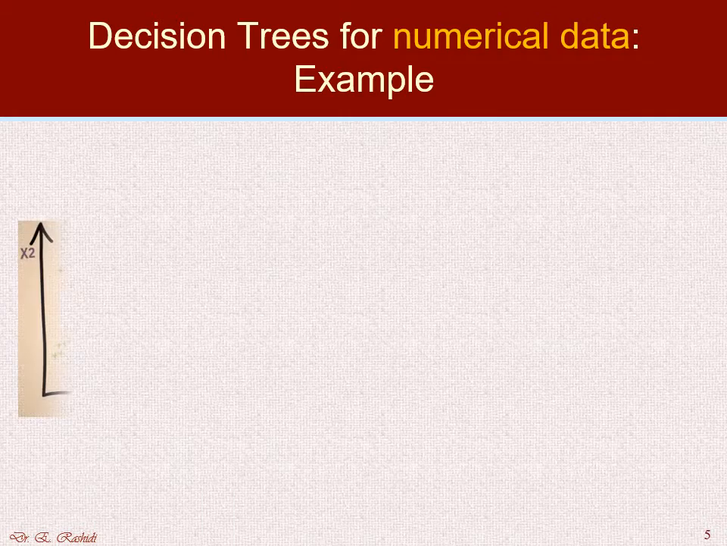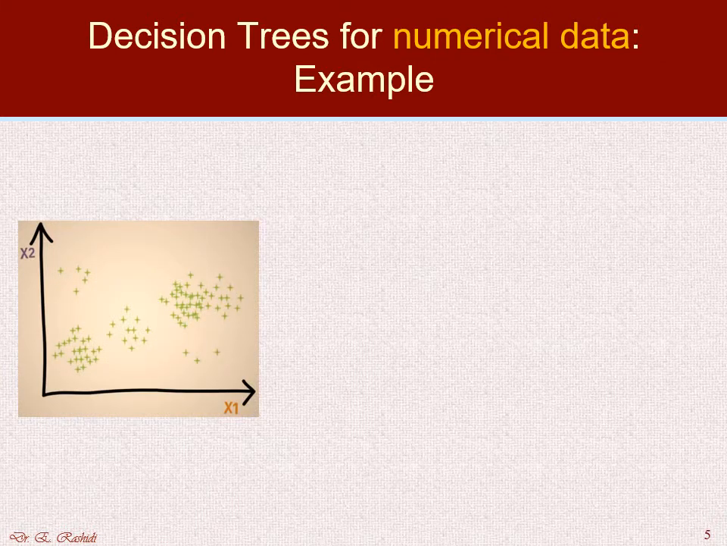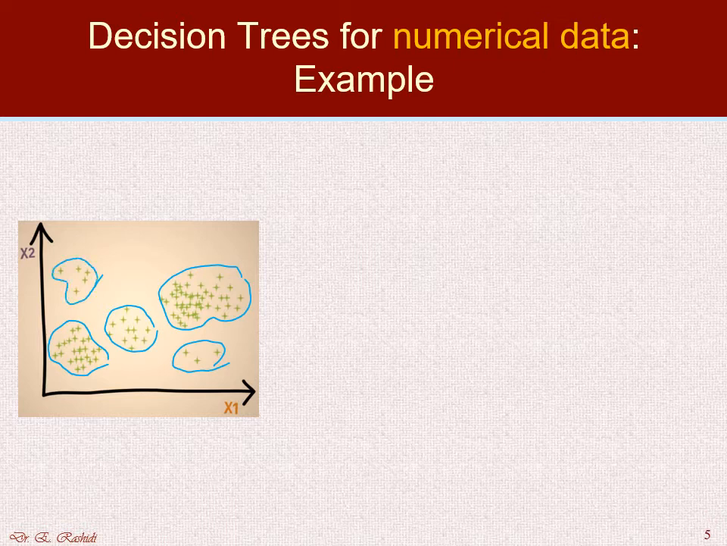Let's see an example. In this example, we have two features, x1 and x2. And we have 5 classes here. One class is here, another class is here, another class is here, another class, and the last class. I'm going to name these classes: class 1, class 2, class 3, 4, and 5. How can we use a decision tree to classify these 5 classes based on the 2 features that we have?